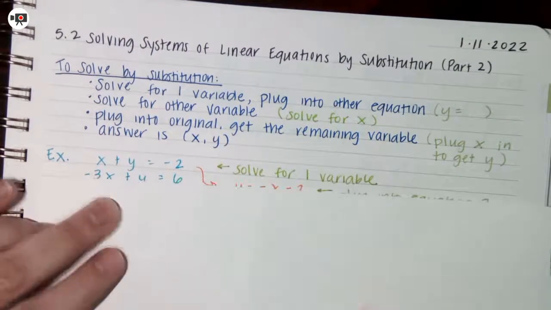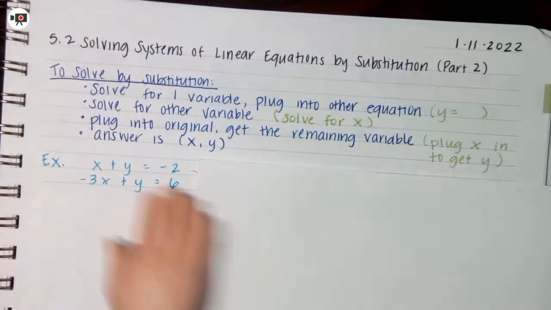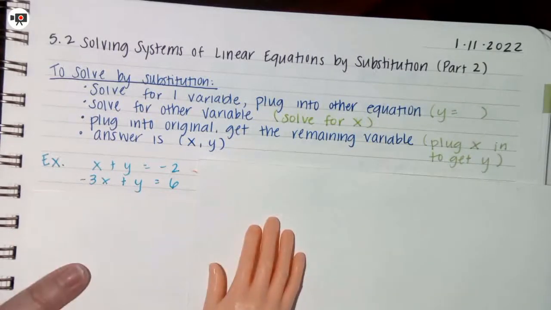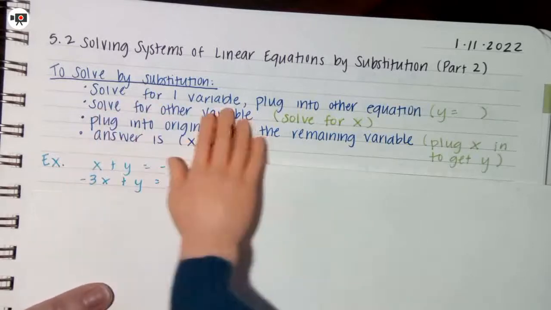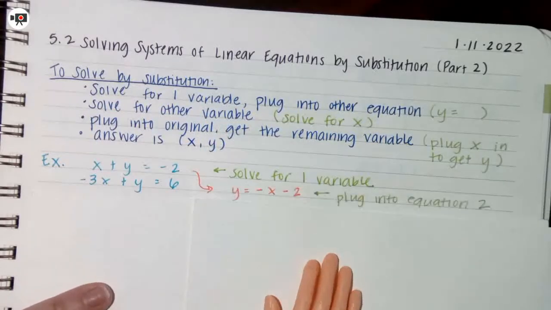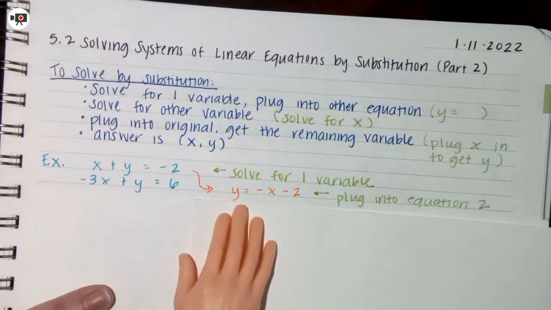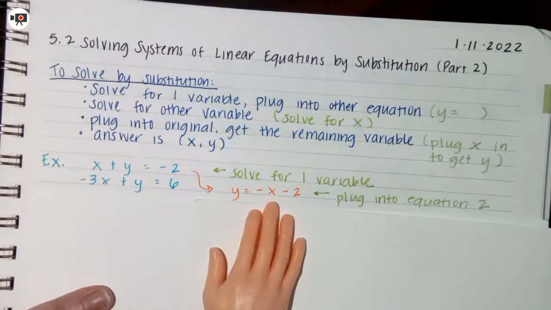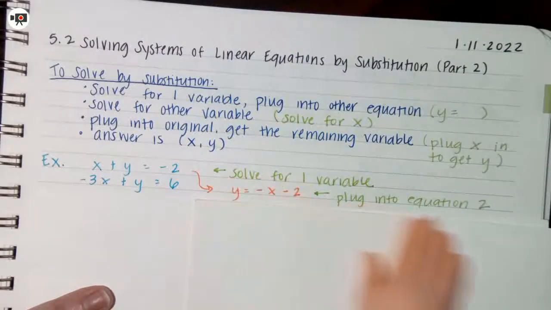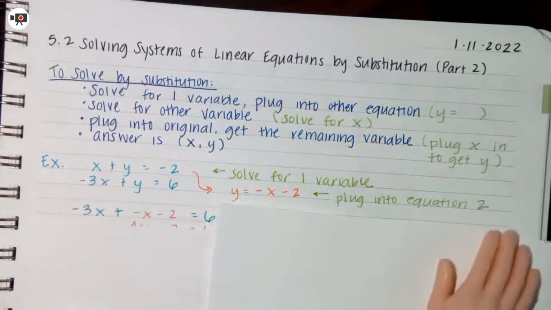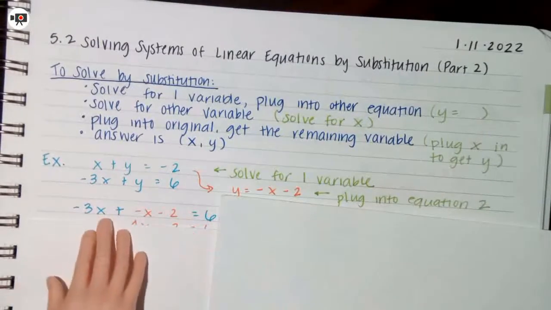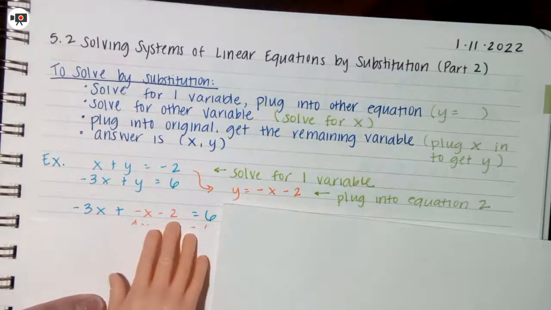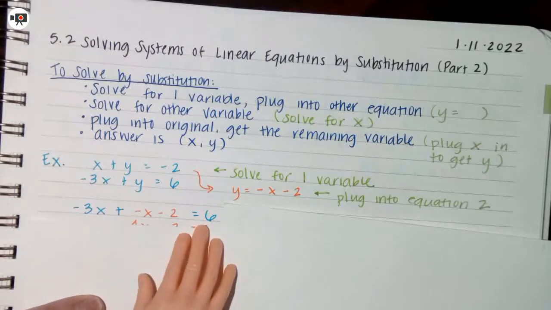So we are going to take x plus y equals negative 2, and negative 3x plus y equals 6. First thing, solve for one variable. I'm going to solve equation 1 for y. To do that, you subtract x on each side, so you get y equals negative x minus 2. Take this, plug it into your other equation. So then you have negative 3x plus y, but y we said was negative x minus 2, equals 6.